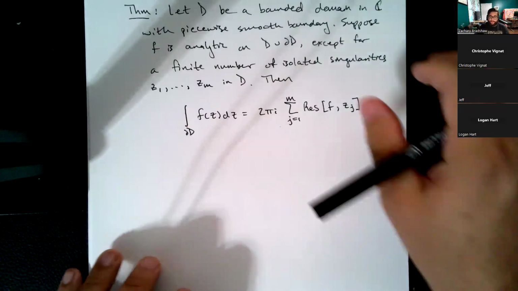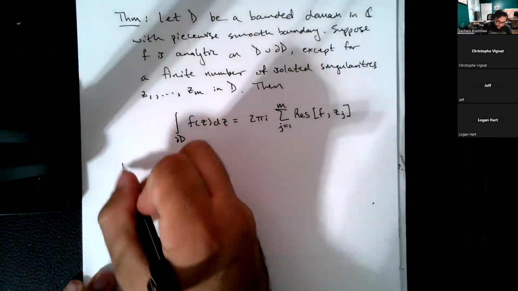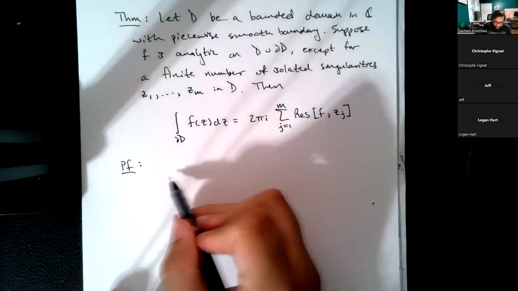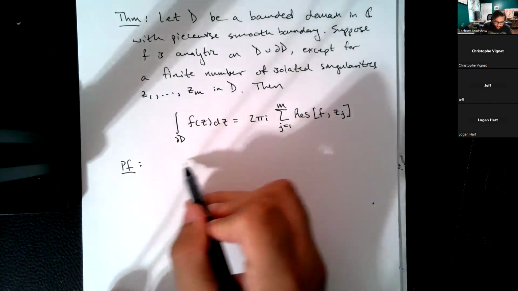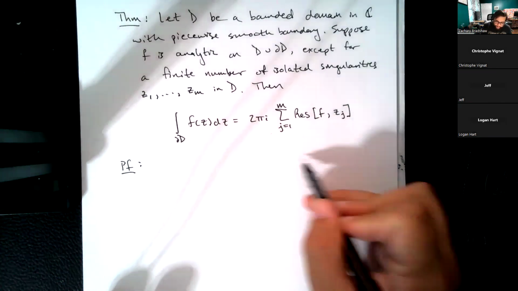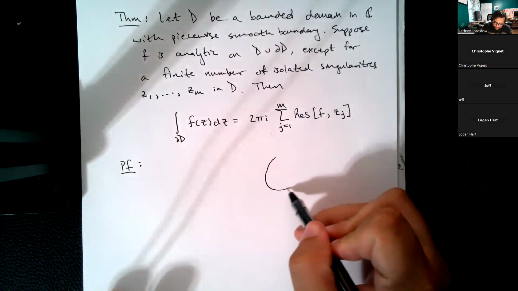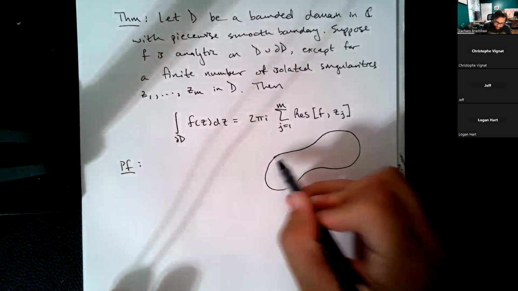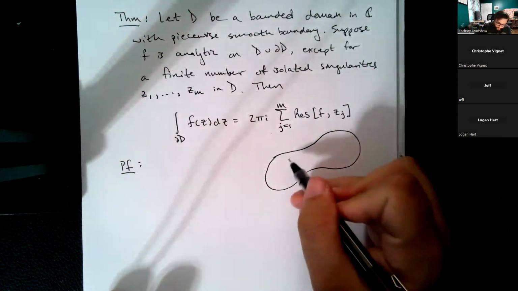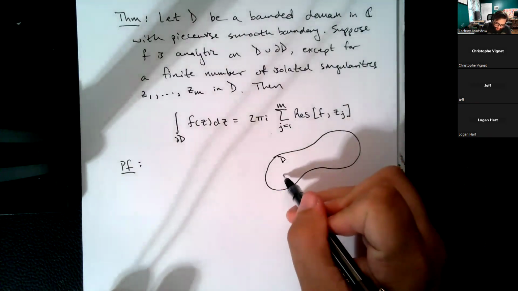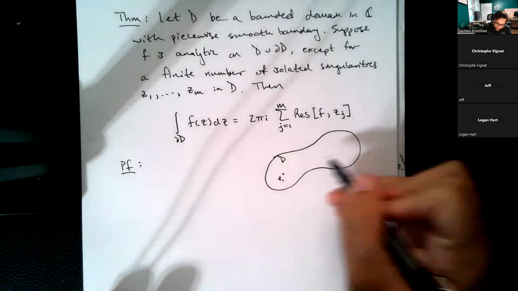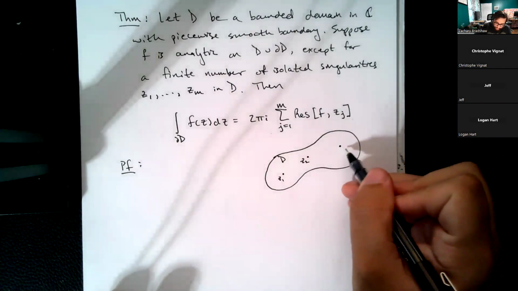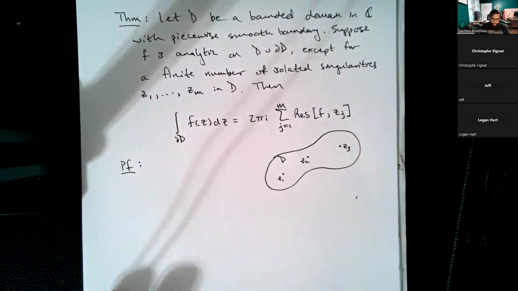And the proof is not hard at all. So what you do is, well, first let me draw a picture. We have some domain, maybe it looks something like this, where this is D, and it has some singularities. Here's Z1, maybe we've got another one here. Let's say we've got 3, so we've got one here as well.